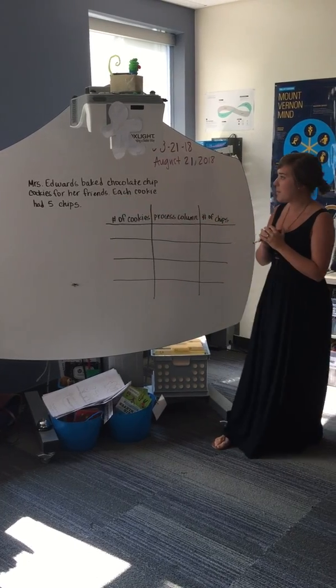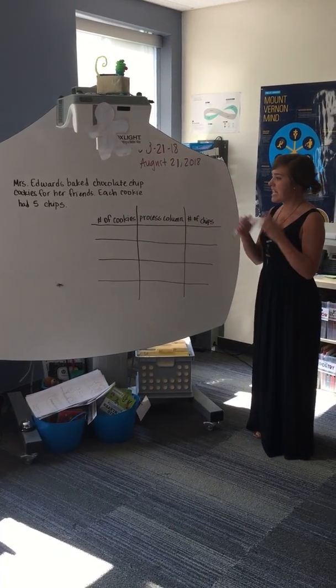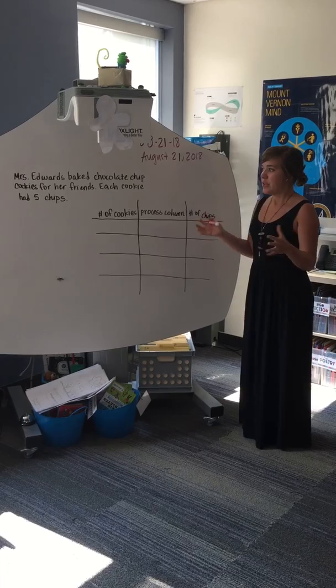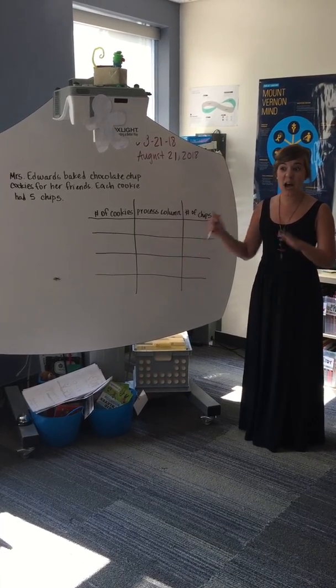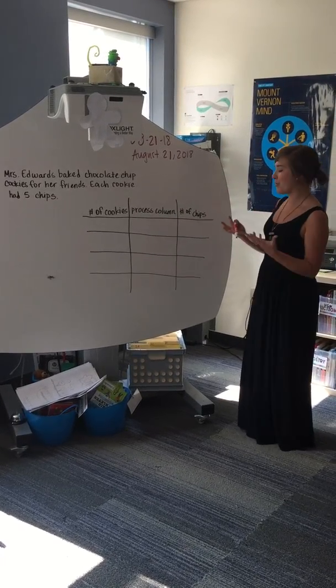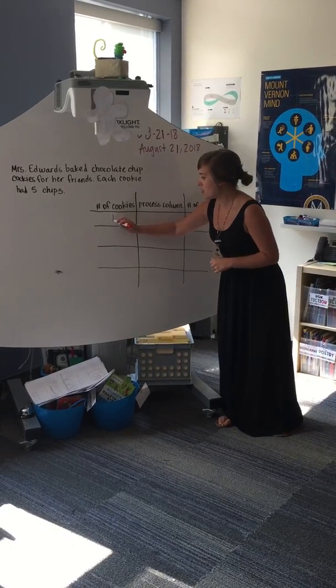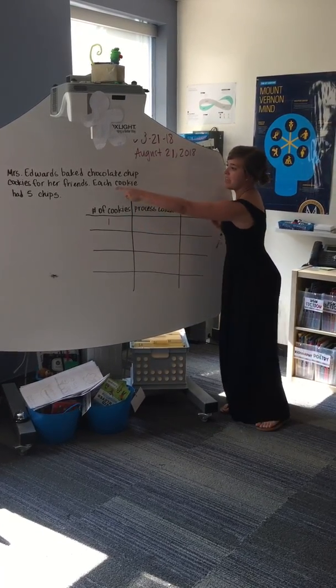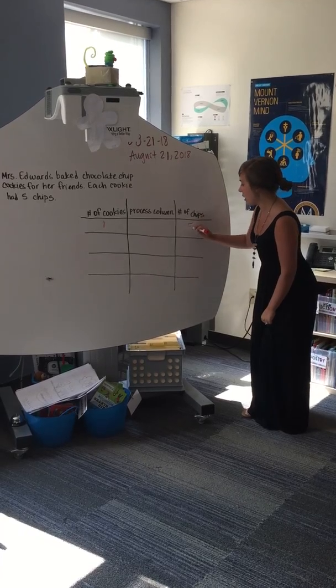It says, Mrs. Edwards baked chocolate chip cookies for her friends. Each cookie had 5 chips. So I can use this chart to help me figure out how many chips a number of cookies would have. So we can start off with 1, we'll start small. I know that if I have 1 cookie, the problem tells me there are 5 chocolate chips.